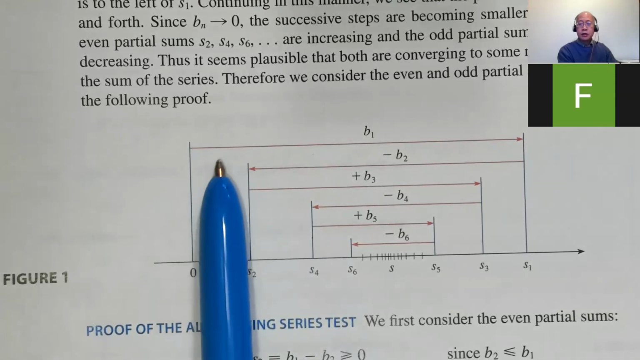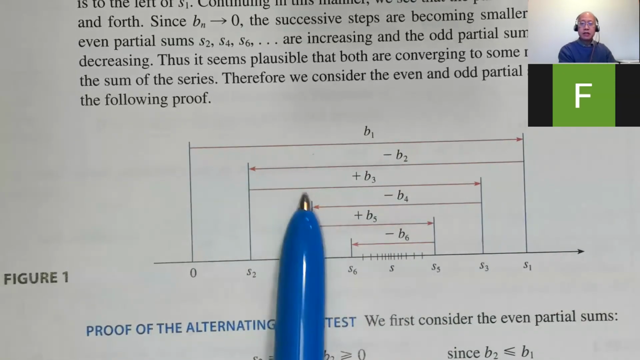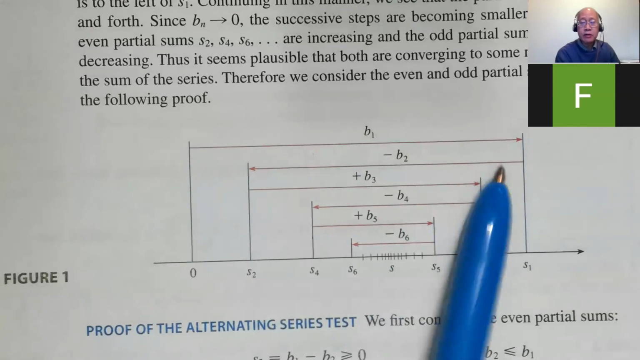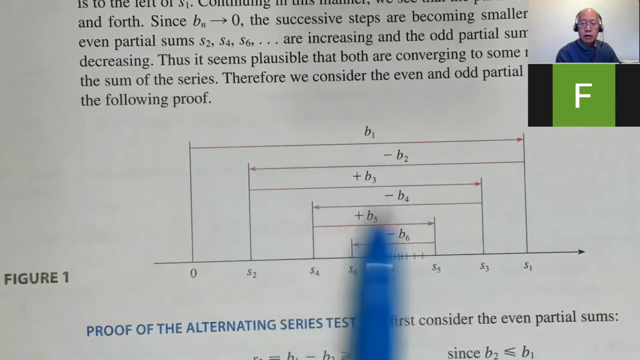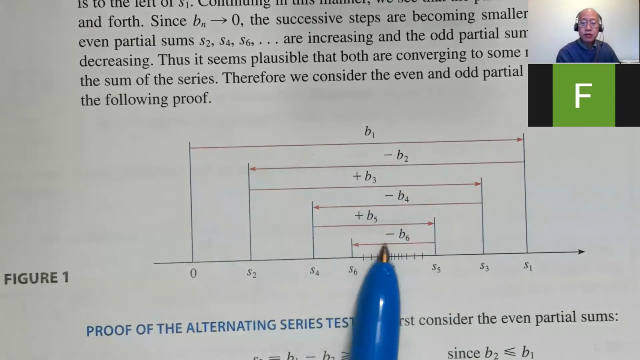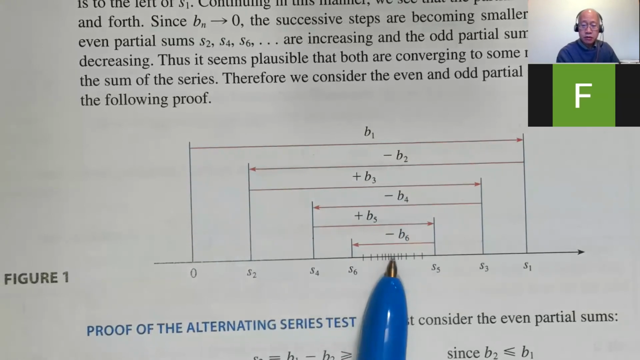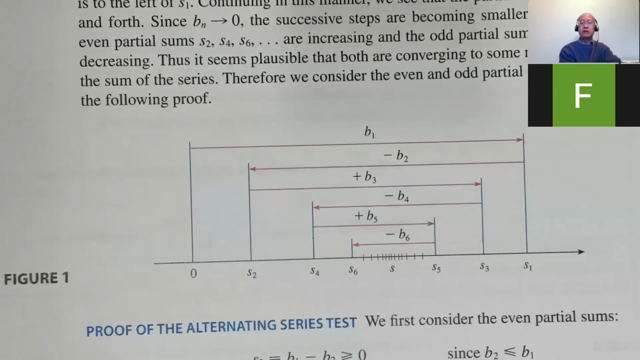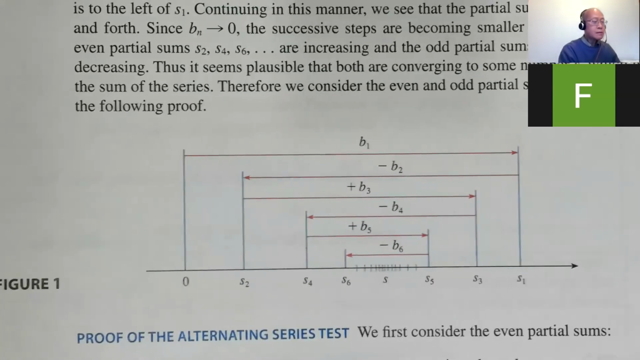It's alternating, right? Plus, minus, plus, minus, plus, minus, decreasing in absolute value. So when you turn around and go back the other way, you don't go as much, and the individual terms approach zero. Okay, so you have to eventually converge down to a particular number. All right, so that's the essence of the alternating series test, which I will start tomorrow.